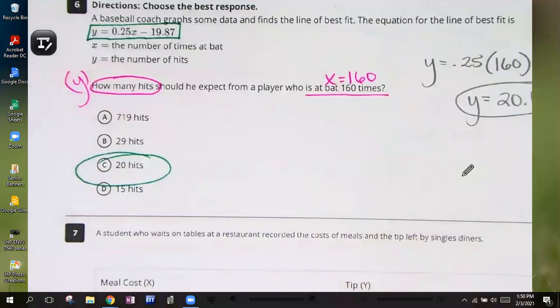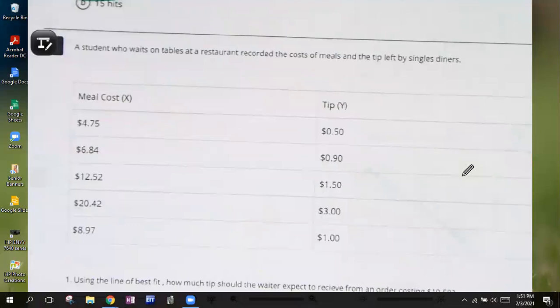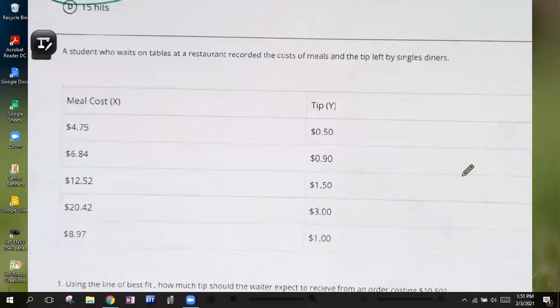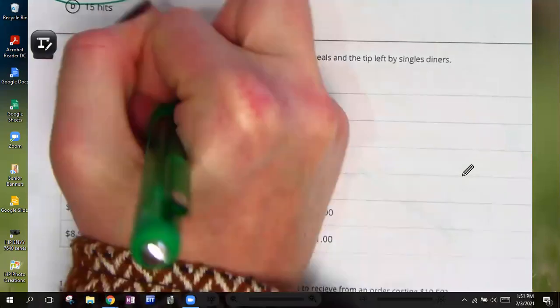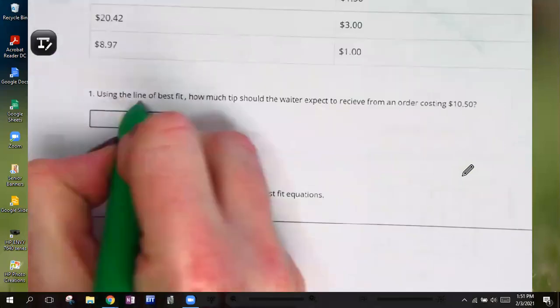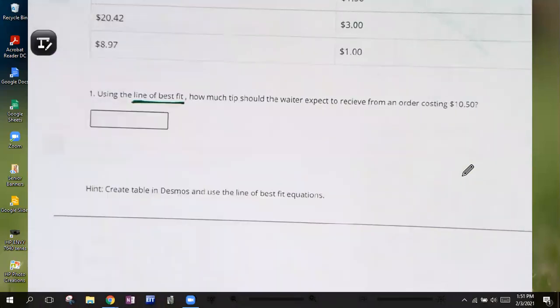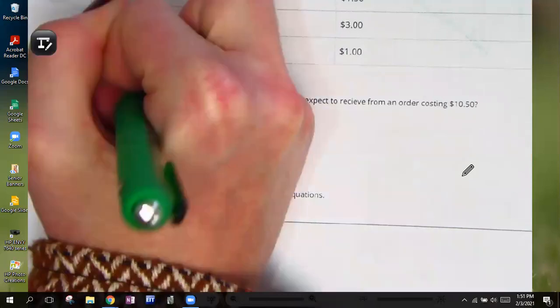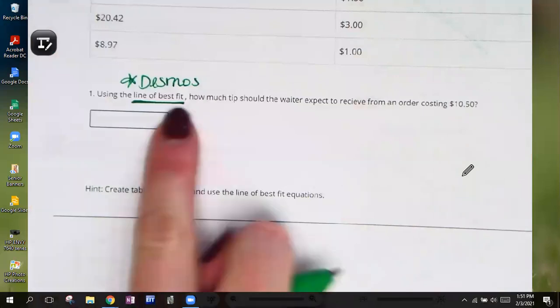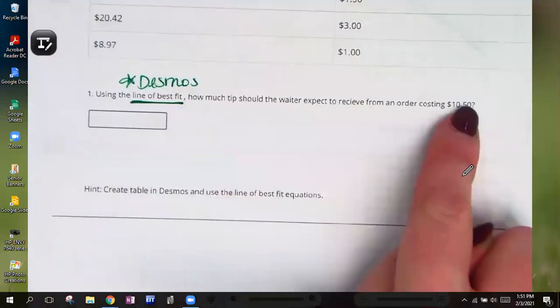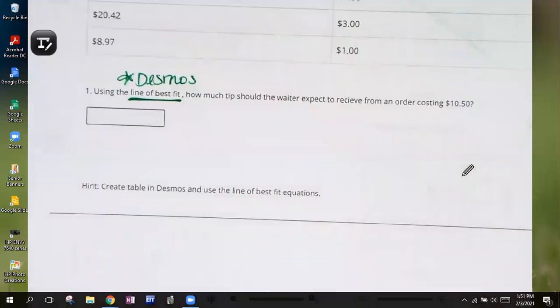All right, next one. It says a student who waits on tables at a restaurant recorded the costs of meals and the tip left by single diners. Okay, so we've got our X values here. We've got our Y values there. It says using the line of best fit. Did they give us an equation for the line of best fit here? No. So what are we going to have to do? We have to go to Desmos. We have to create that line ourselves. Okay, and then it wants to know how much of a tip should the waiter expect to receive from an order that costs $10.50.